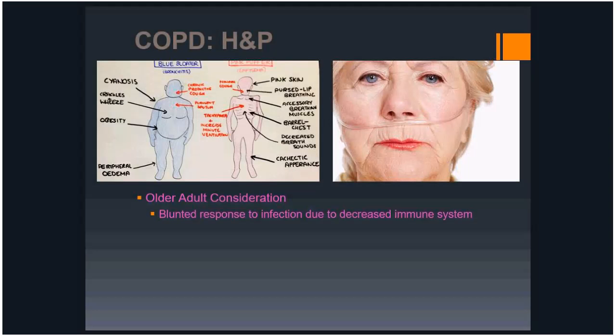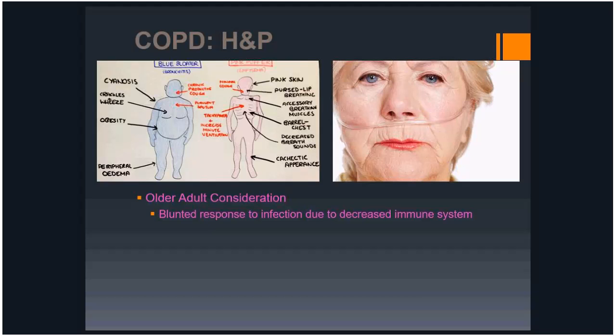When you start looking at older adults, keep in mind that they may have a blunted response to infection due to the decreased immune system. This is important because when you're dealing with patients who have COPD, and typically a mix of chronic bronchitis and emphysema, and you're considering a COPD exacerbation and a superimposed bacterial infection, keep in mind that older adults may have a blunted response to infection.